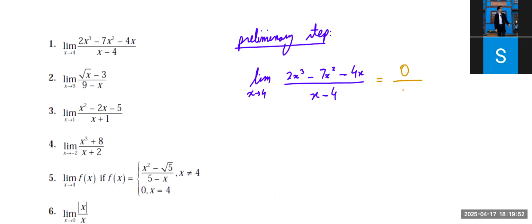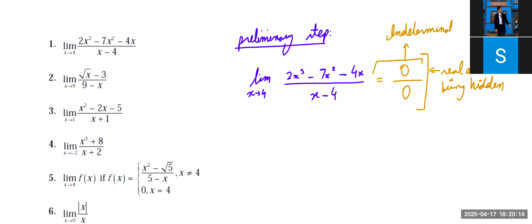Okay? This is a problem. Whenever you get 0 over 0, this means that the real answer is being hidden from us. The real answer is not 0 over 0 because 0 over 0 is one of the forms that we call indeterminate. It's an annoying thing that hides the actual answer from you. Okay? So there are a bunch of indeterminate forms. Do you remember them?